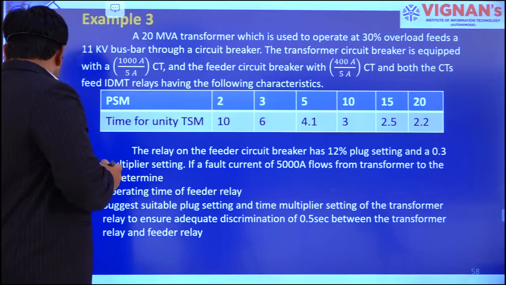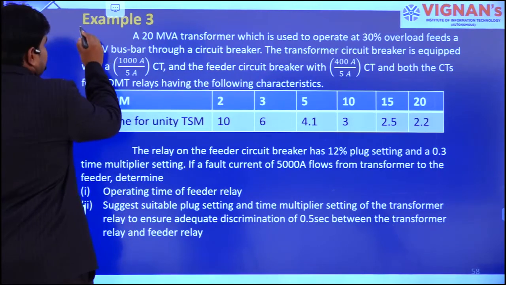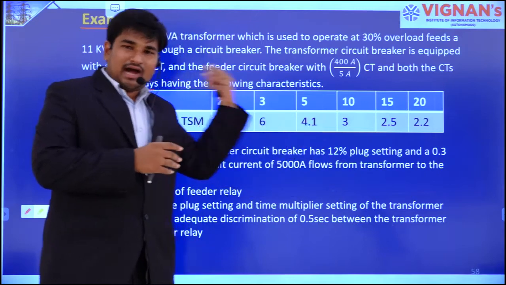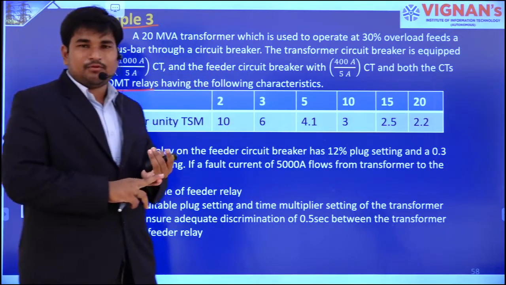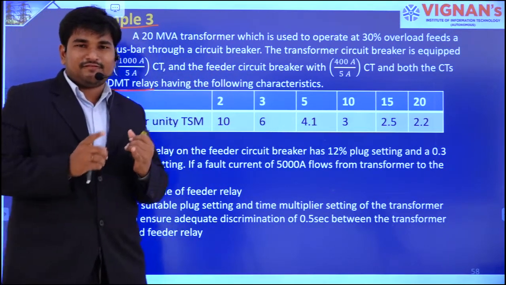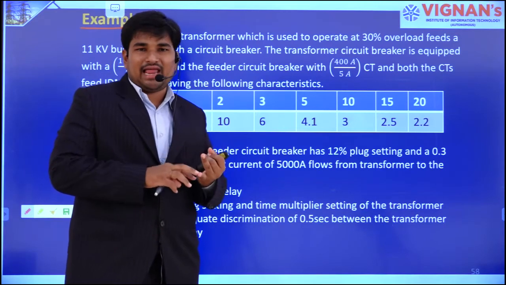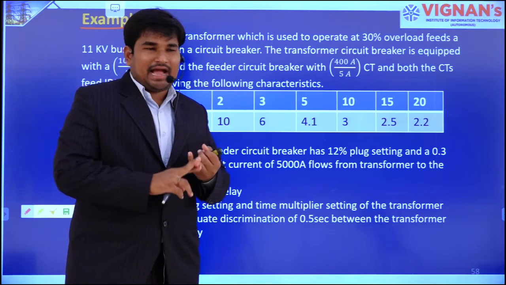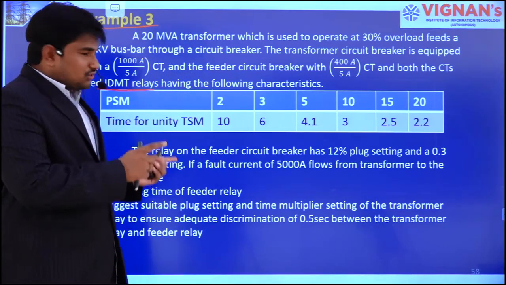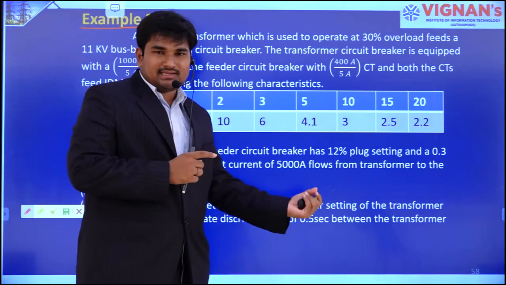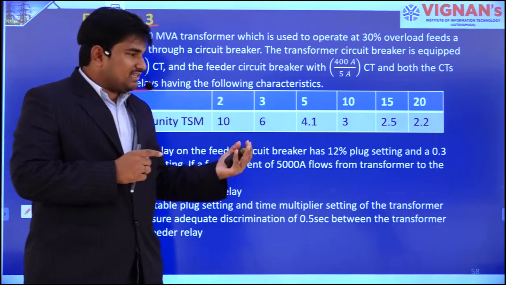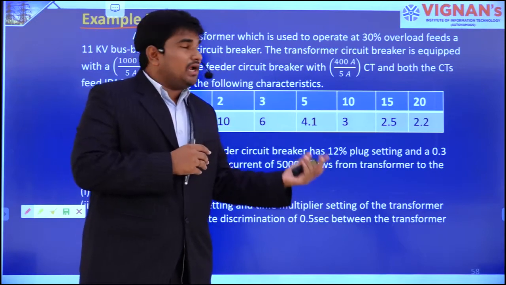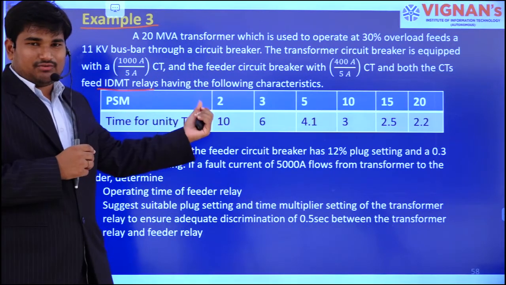So let us come to example number 3. Now in this case, the problem is simply an advanced one compared to the other two. In the first example we saw, we took only one relay and calculated the operating time of the relay. In the second one, I took two relays, and by providing a delay between the two relays, I calculated the operating time with respect to one another. So that is the second case. Now let us come to the third scenario.